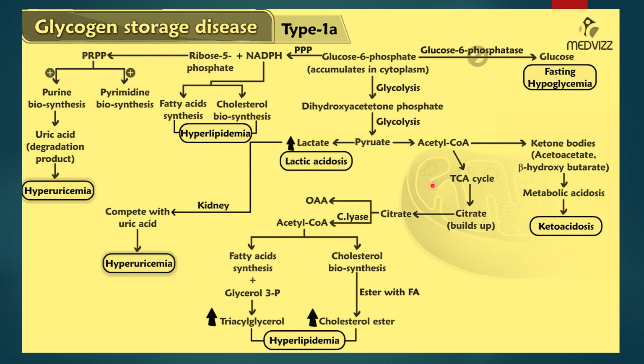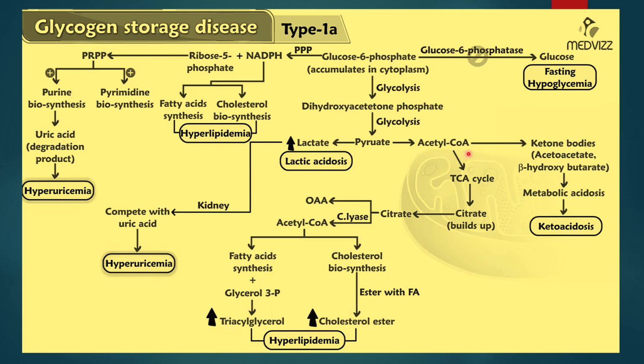Then TCA cycle citrate buildup is also there, because the rate of the TCA cycle is also increased. So buildup of citrate will divert it for the synthesis of fatty acids and cholesterol via acetyl coenzyme A, because citrate in excess amount reaches the cytoplasm. Here, under the influence of lyase enzyme, it reverts back to oxaloacetate and acetyl coenzyme A, which is the precursor for synthesis of fatty acid and cholesterol. So that's how the patient in both the conditions is hyperlipidemic, right?